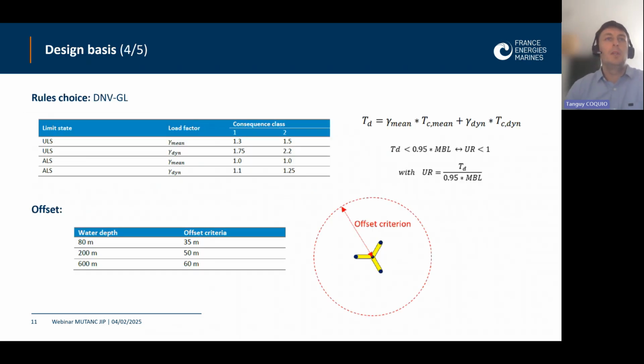For the design, we say that a design is validated when it's performing 2 types of criteria. The first one is a design tension criterion, which is a combination of the mean part of the tension and the dynamic part of the tension, and we want this to be inferior to the minimum breaking load. And the second one is a criterion of offset, which varies depending on the water depth. So 35 meters for the shallow water depth, 50 meters for the 200 meters water depth, and 600 meters for the deep water depth.